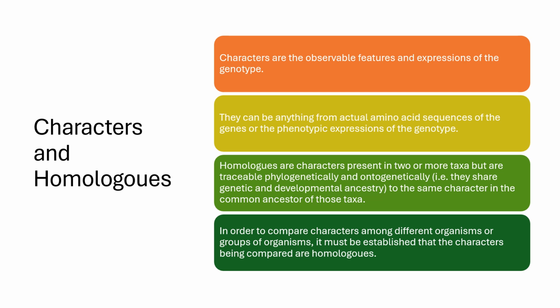In order to compare characters among different organisms or groups of organisms, it must be established that the characters being compared are homologous. So the sort of character that you are using to compare these organisms, whether these two taxa or species are related to each other evolutionarily, requires that the traits that you are comparing among them are homologous traits. These traits come from the same ancestor, and that's why you are trying to look at a relationship between these two taxa.